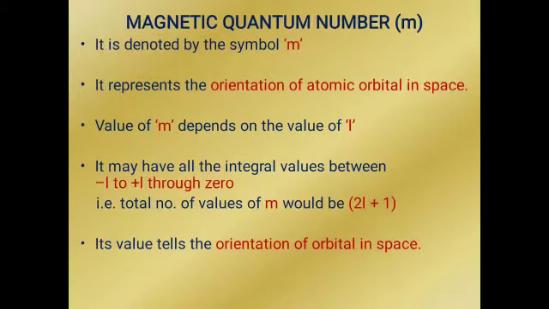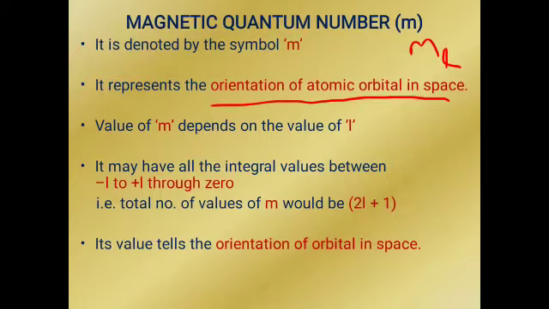What is called the magnetic quantum number? It is denoted by the symbol m. It can also be denoted by the symbol m sub L. Both the symbols are correct. What does the magnetic quantum number value tell us? It represents the orientation of atomic orbital in space.